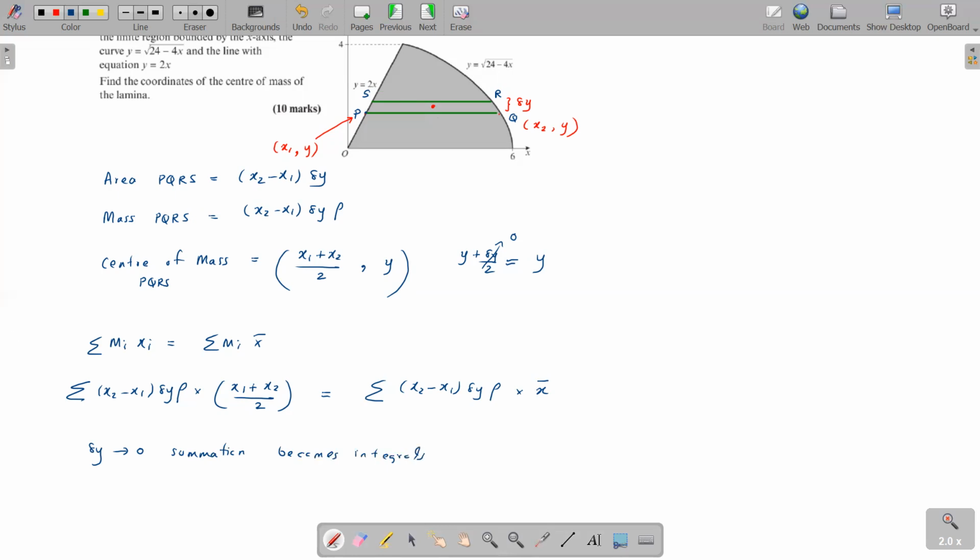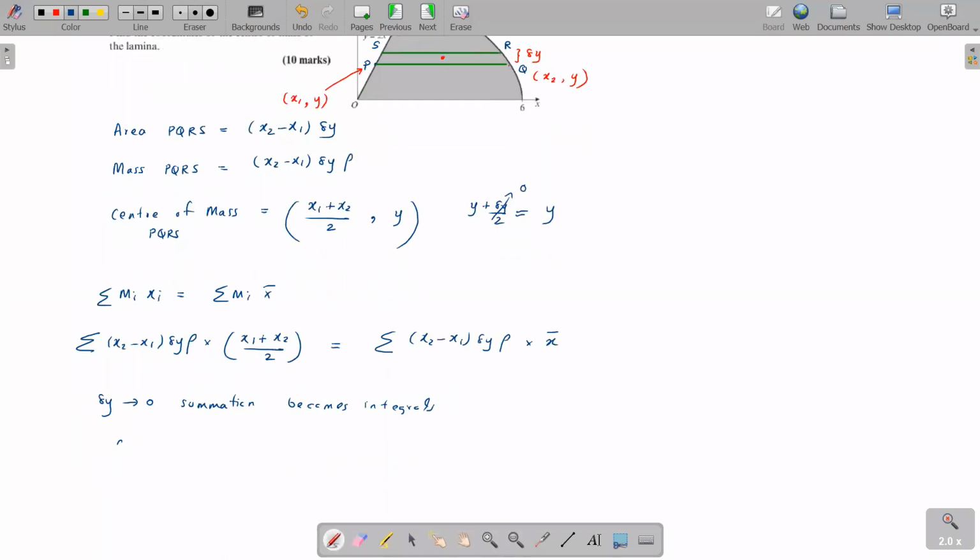So we'll change this. Then this becomes the integration of (x2 minus x1) into (x1 plus x2) over 2. The rho you can take out of the integral sign. Delta y becomes dy, guys. Here x bar is a constant, it doesn't come inside the integral sign. The rho is a constant, take it out. And here you get the integration of (x2 minus x1) with respect to y.